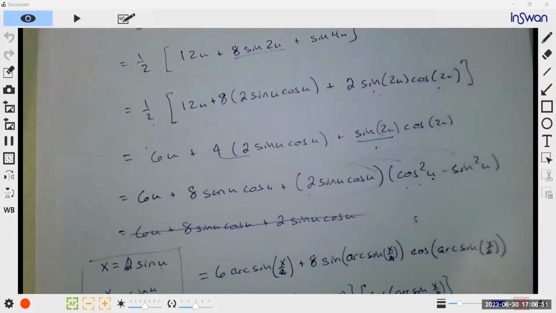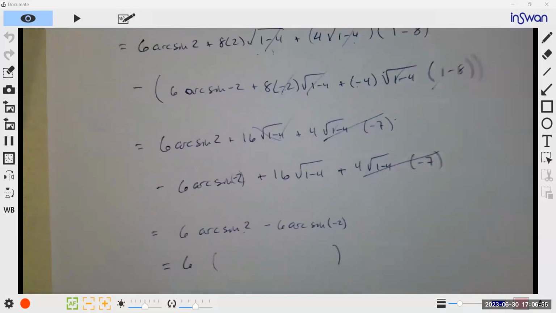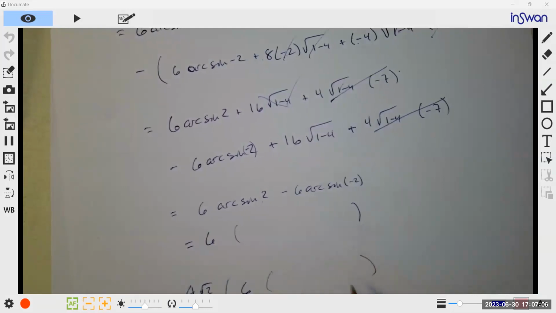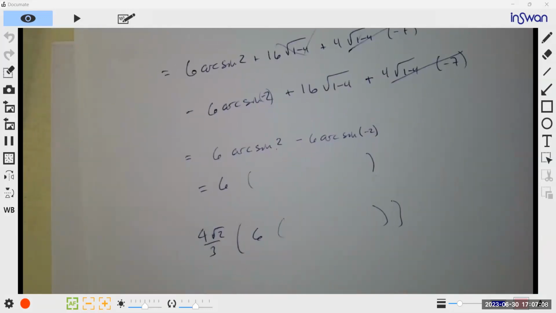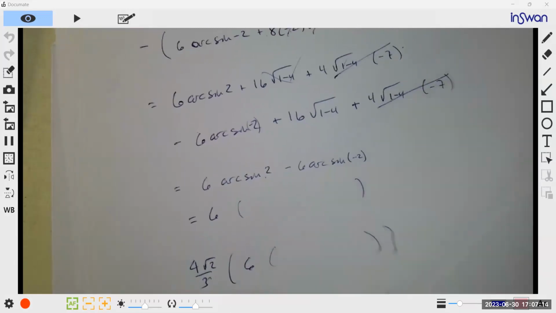I'll do a revision of this one once I figure out what I did wrong. It's just that one took forever and ever. Yeah, we still had the 4 radical 2 over 3 times 6, whatever that equals, which is 8 radical 2 times whatever that is. But I'll fix that. I'll find out what I did wrong.